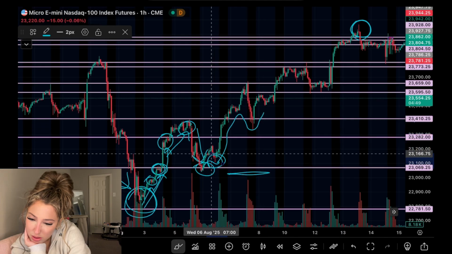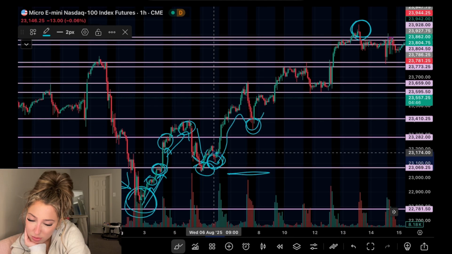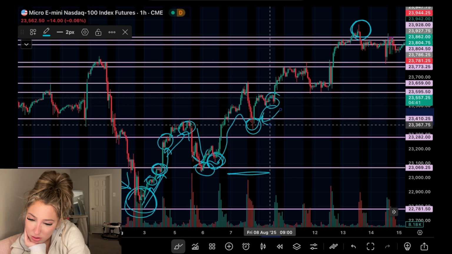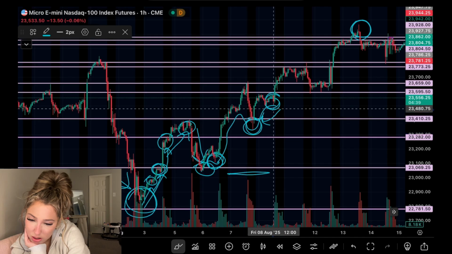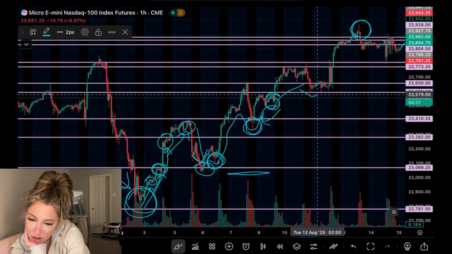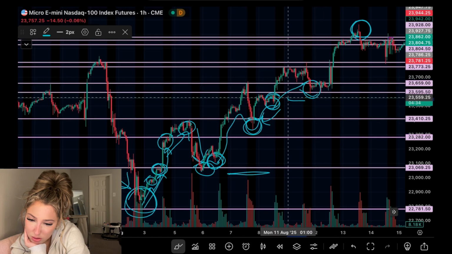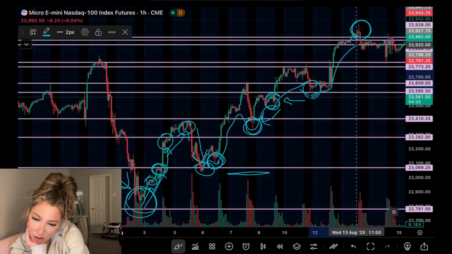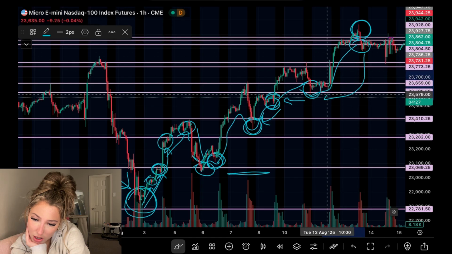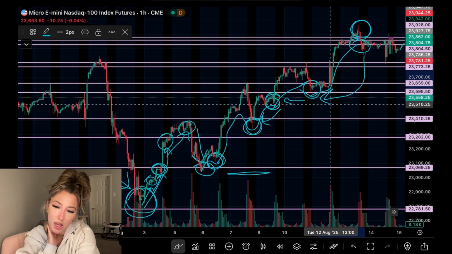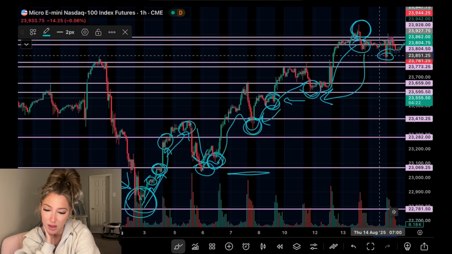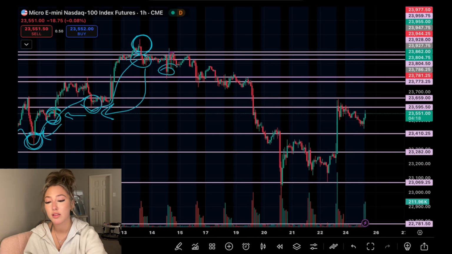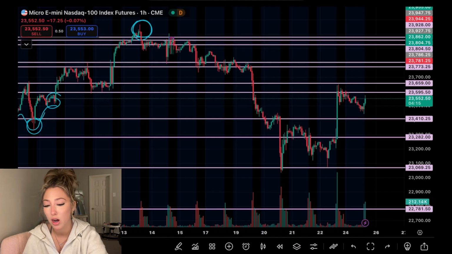higher low. This low is higher than this one. Higher low. This one's higher than this one. Higher low. This one's higher than this one. Higher low. This one's higher than this one. And then we break it. Let's see what we do after that. Yep, we start downtrending.